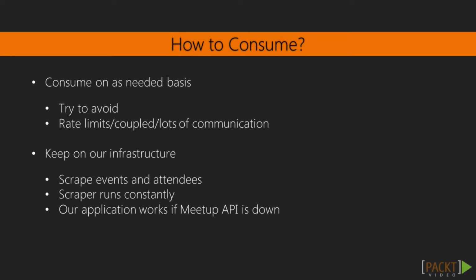Most of the time, you will want to keep the needed information on your own infrastructure and have an external ID for repeated processing if needed. For that reason, we choose to scrape the events and attendees from the Meetup API. The scraper would run constantly to get new data and save it in our database. If, for example, the Meetup API went down for maintenance, our application would still be working as we are serving from our database.